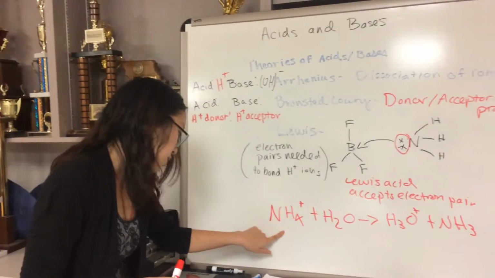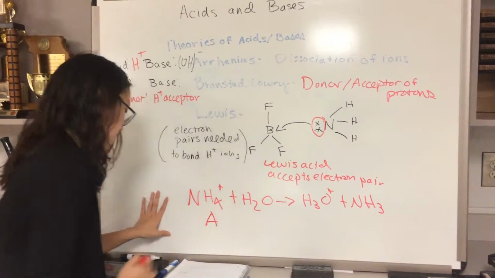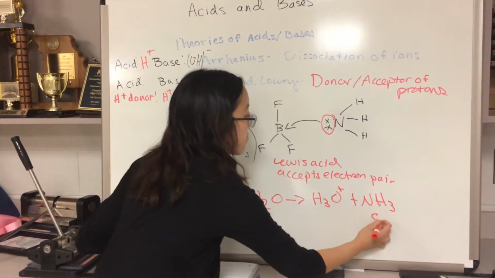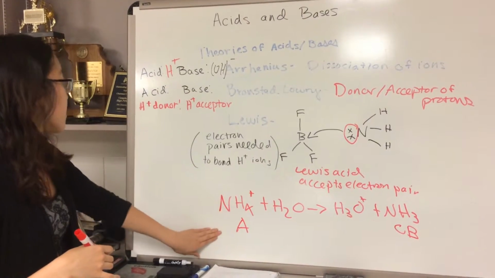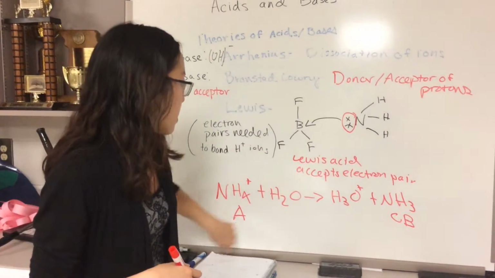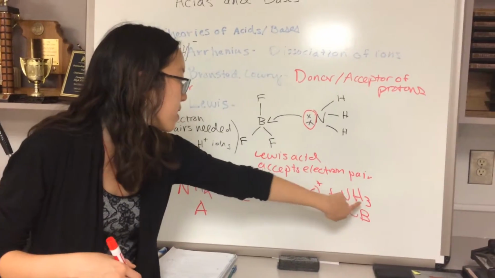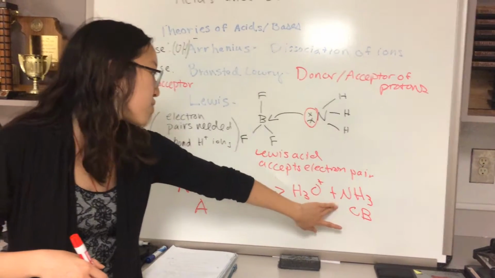So as we have NH4+, we can assume that this is our acid. And then this will be our conjugate base. Because as we know, yet again, as an acid, it donates an H+ ion, and once the ion is donated it turns into NH3.